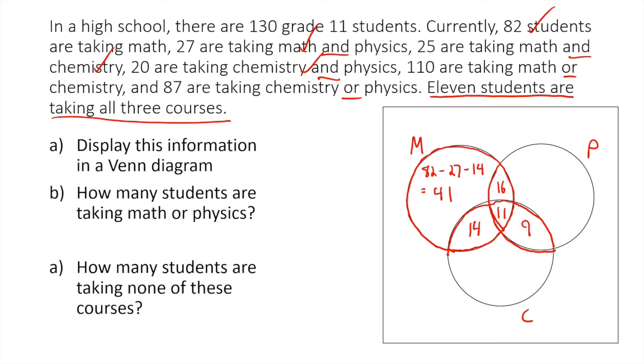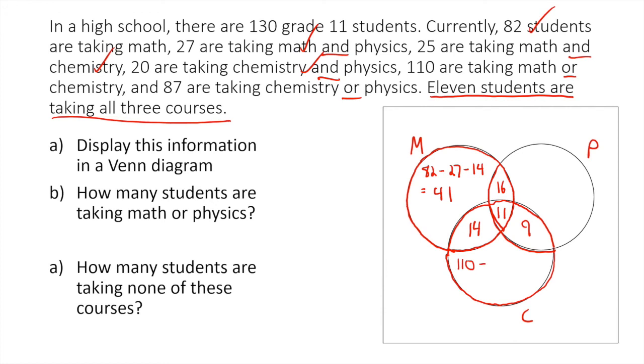So we know that there are 110 students taking math or chemistry. So that's dealing now with the full area of the 2 circles involving math and chemistry. We only have one number that we don't have, and that's the chemistry only scenario. And so what do we do? Well, we know that there's 110 students that take math or chemistry, and now we're going to subtract all the rest.